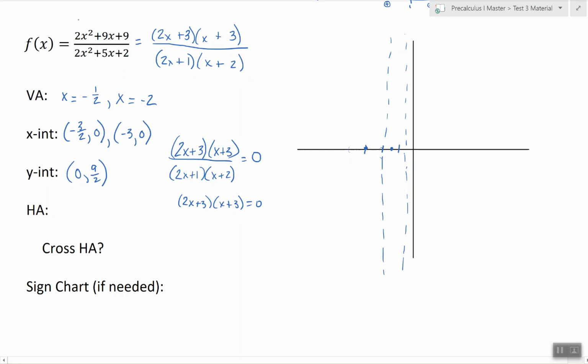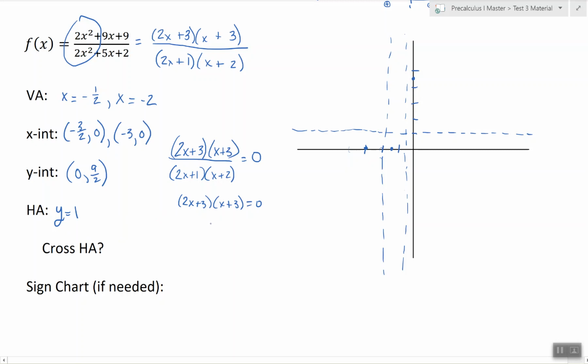Horizontal asymptote. We have same degrees here, x squared and x squared. So we divide the coefficients. 2 divided by 2 is 1. So y equals 1 is our horizontal asymptote. Draw that in. 1, 2, 3, 4, 5. And this is our y-intercept there. And we want to know, does it cross the horizontal asymptote?